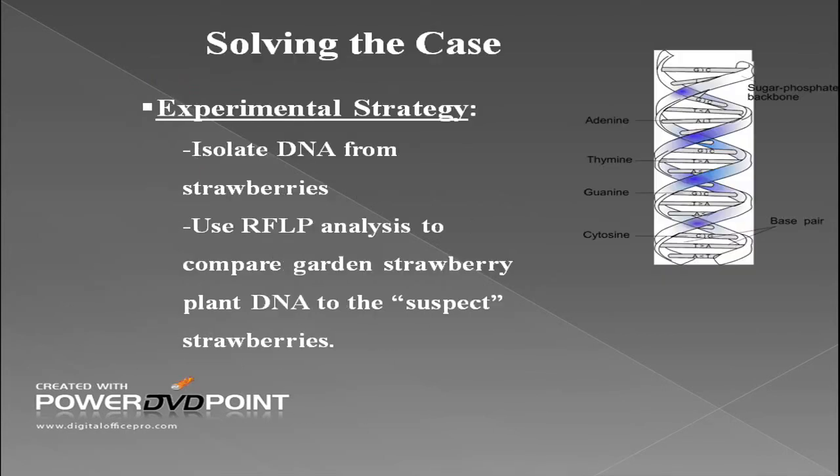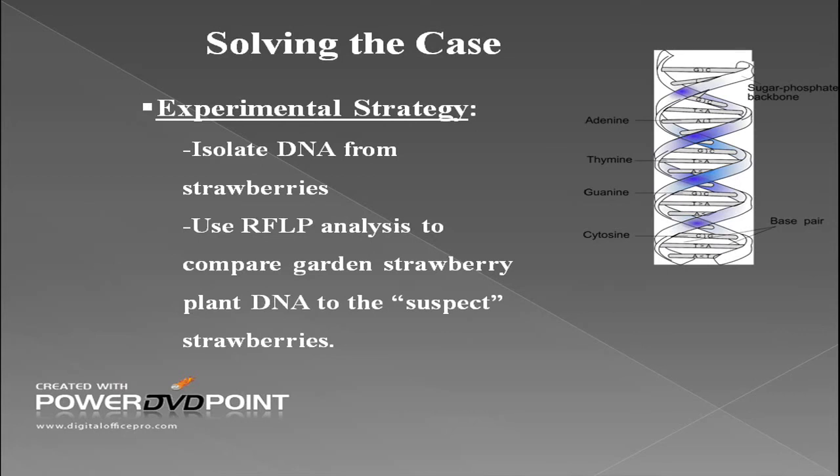So let's see. What will be your experimental strategy? First of all, isolate the DNA from the strawberries. We all know that there are unique nucleotide sequences in the DNA. Every organism's characteristics are determined by its specific order of nucleotides.